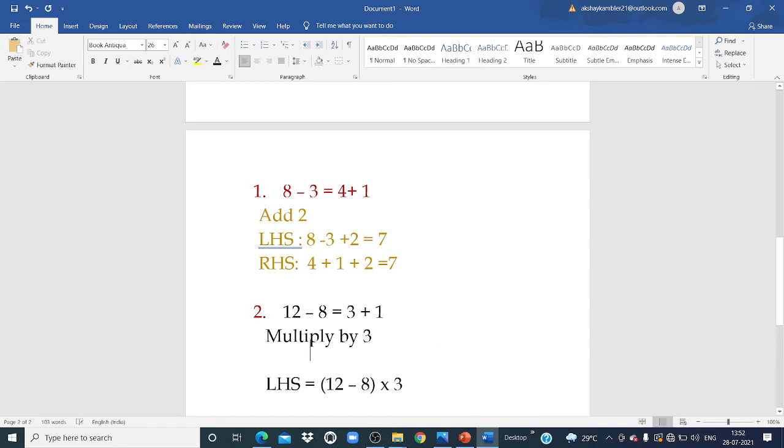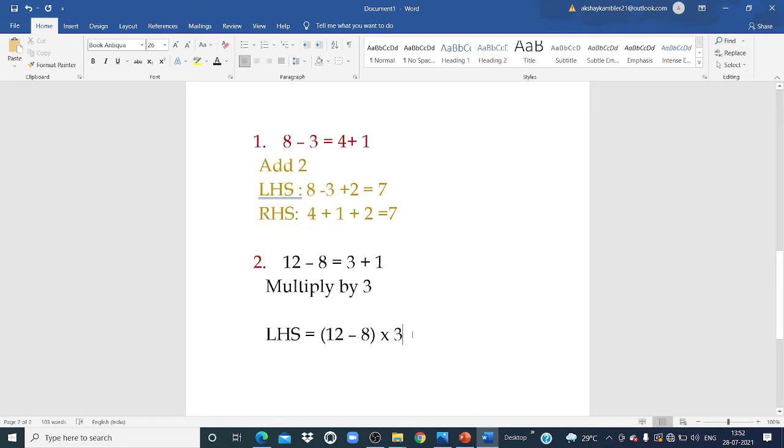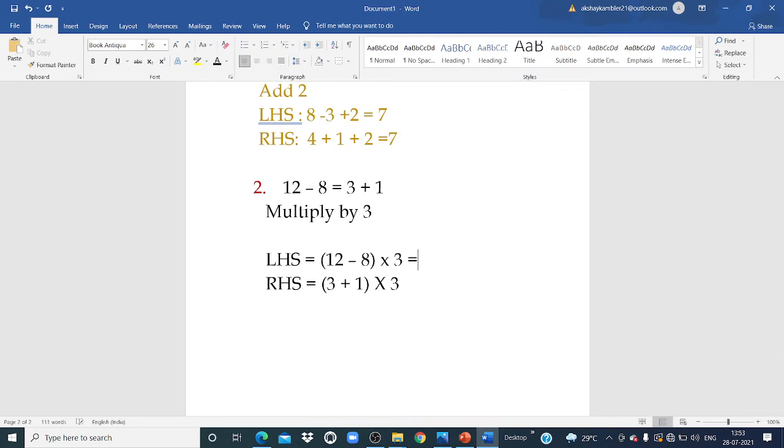Now we will write for RHS. RHS, that is right hand side. What is the right hand side? 3 plus 1. Again we have to keep it in the bracket, because for RHS also we have to multiply by 3. So what will be the answer? 12 minus 8 is 4. 4 multiplied by 3, answer is 12. Think about RHS, 3 plus 1 is 4. 4 multiplied by 3, the answer became the same, 12.